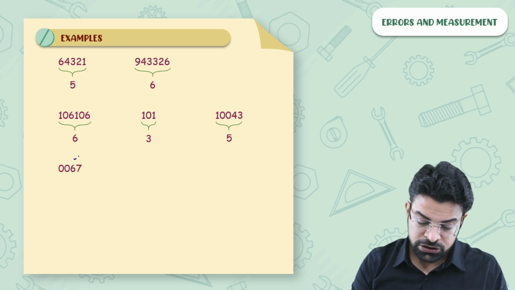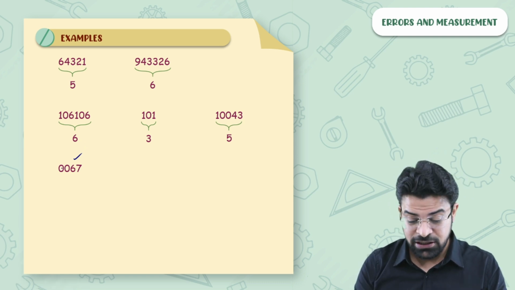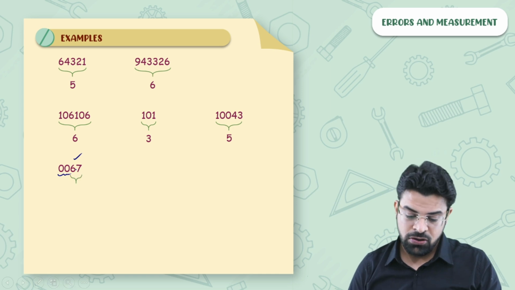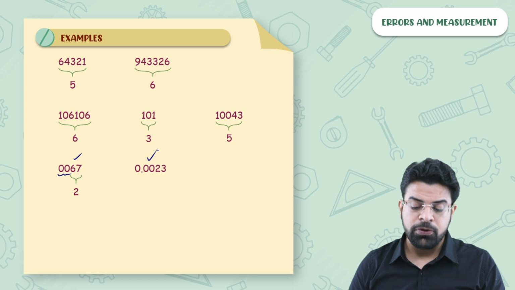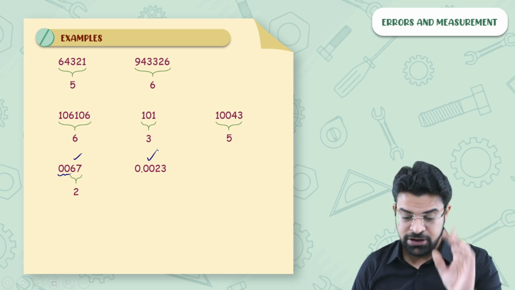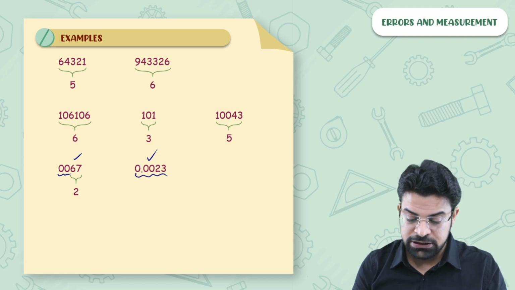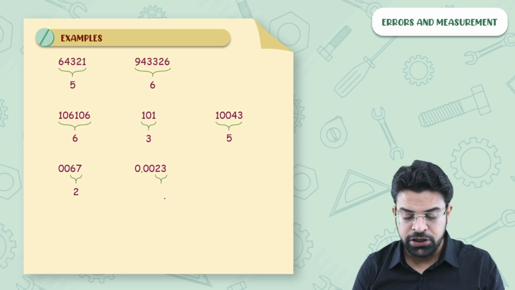Next, 0067. Sir, leading zeros are insignificant. So here the number of significant figures will be only 2. Next example. If you have got 0.0023, sir, the leading zeros are insignificant. So the number of significant figures here, these three zeros are not at all significant. So the number of significant figures is only 2.